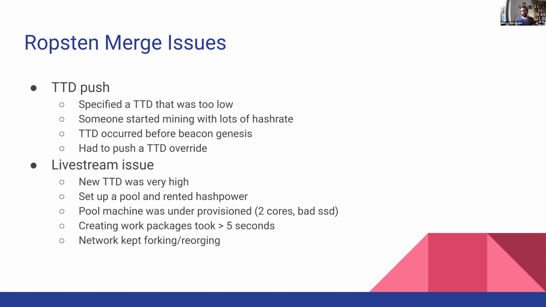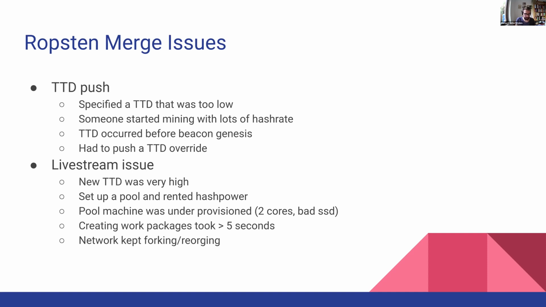The problem was the TTD that we chose after the TTD push was pretty high. Because we were afraid of someone starting another miner with lots of hash rate and making the merge earlier, we set up our own pool and rented some hash power for it. But the machine for the pool was pretty under-provisioned. It had 2 cores, didn't have a great SSD. And so just creating an empty block or a block with like 2 transactions in it already took over 5 seconds.